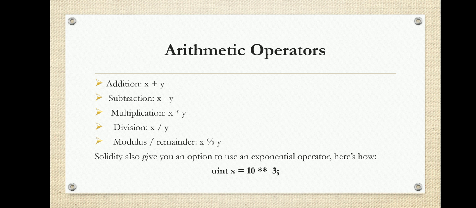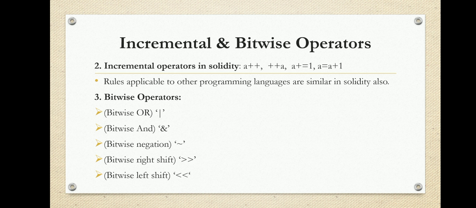So x modulus y. Everything is similar to other programming languages, but you need to remember one thing whenever you are using the exponent operator. If you want to declare a variable x that belongs to unsigned integer, and you want to write 10 to the power of 3, the notation is 10, then two asterisk symbols, then 3. Which means x is equal to 10 to the power of 3. This is the notation used in Solidity programming language in order to represent exponential values. In the next slide, we have incremental and bitwise operators.